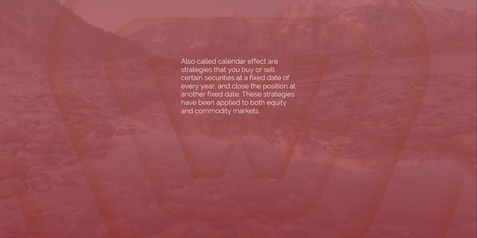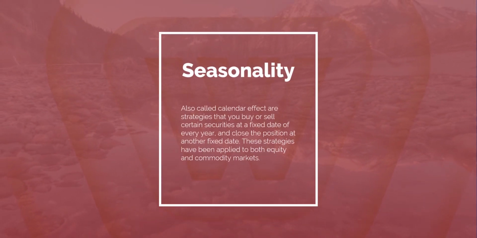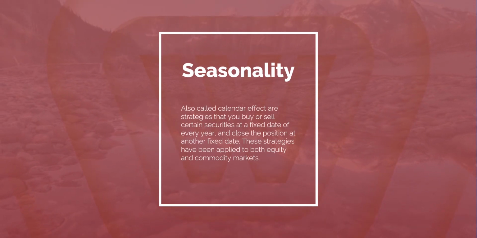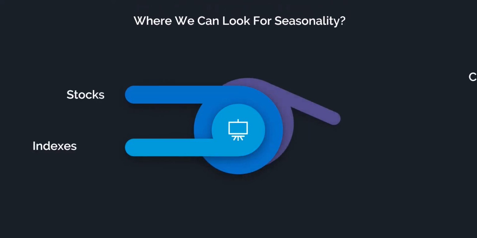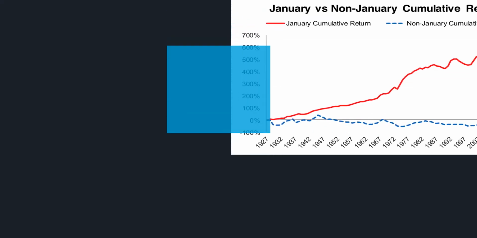Market seasonality, also called calendar effect, is a strategy where you buy or sell certain securities at a fixed date of every year and close the position at another fixed date. These strategies have been applied to both equity and commodity markets. One of the most famous seasonal trades in equities is called the January effect.